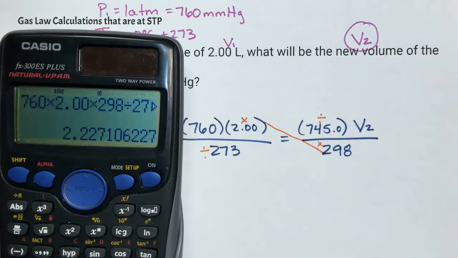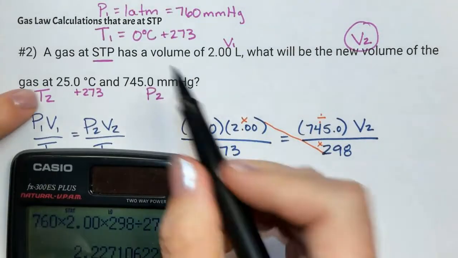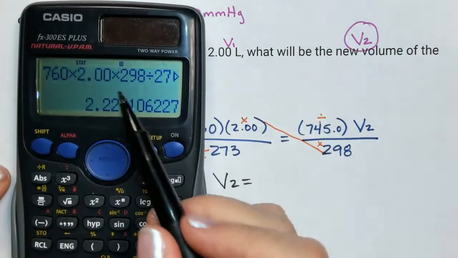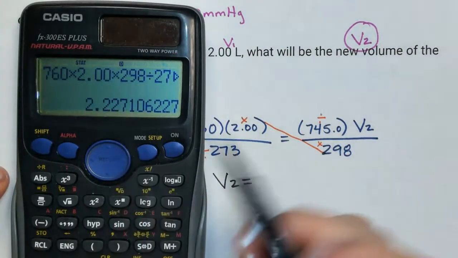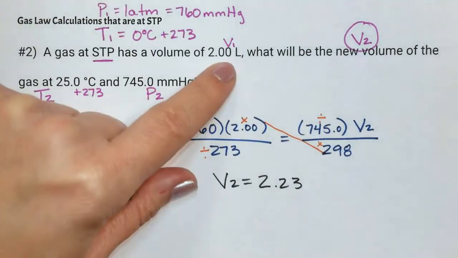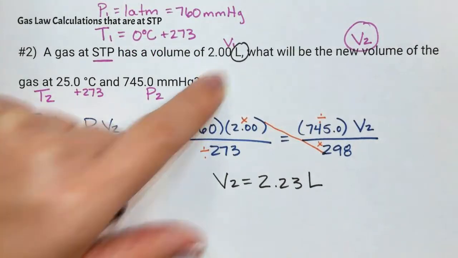So my volume is going to be, and if I look at my sig figs, I've got 3, 3, 4, so I want 3 significant figures. So we'll say 2.23 is what I'll round this off to. And that is going to be the same unit of volume as my V1 is going to be the unit on my V2.